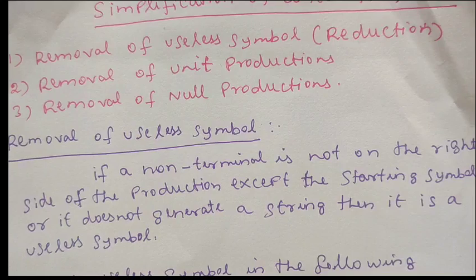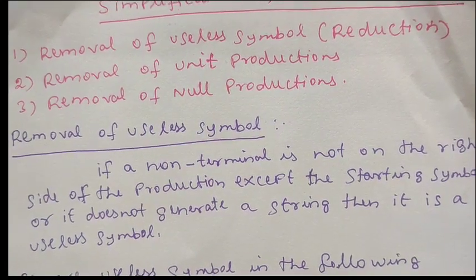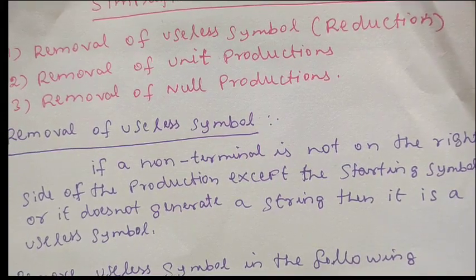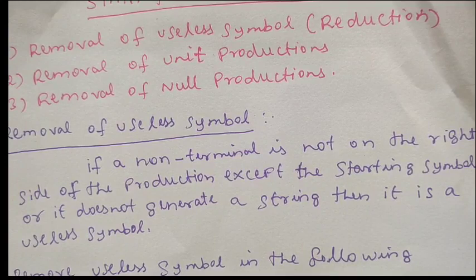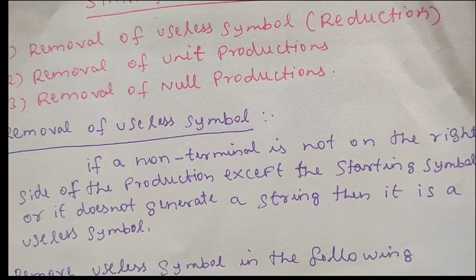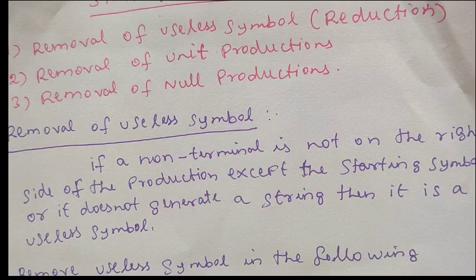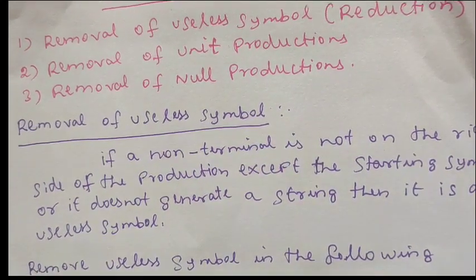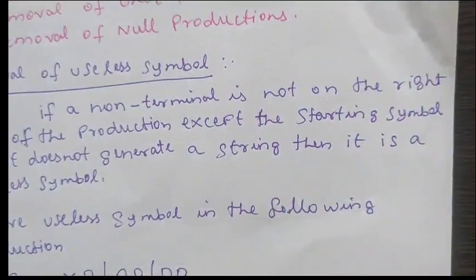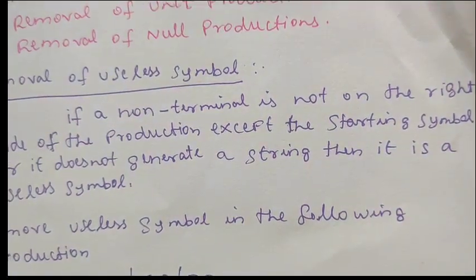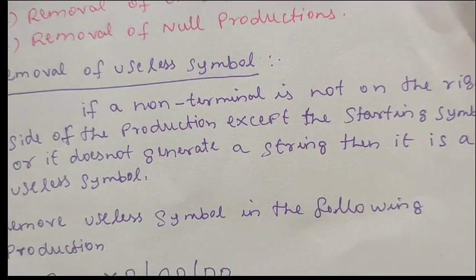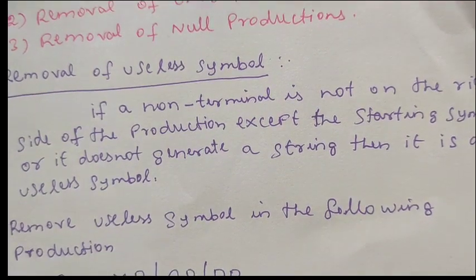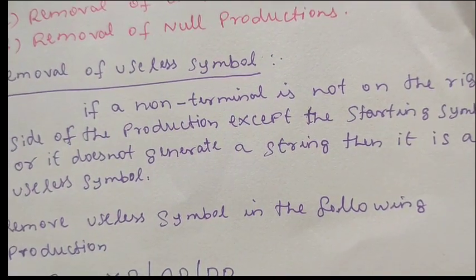When can a symbol or a non-terminal be called a useless symbol in a production? For example, if you have a non-terminal and that non-terminal does not appear on the right side of the production except the starting symbol, and if such a non-terminal does not generate any string, then that is called a useless symbol. So this is the general idea behind how to identify the useless symbol when it does not appear on the right side of the production.